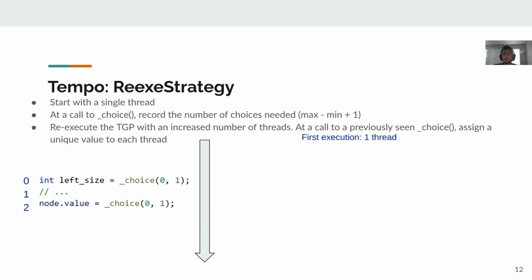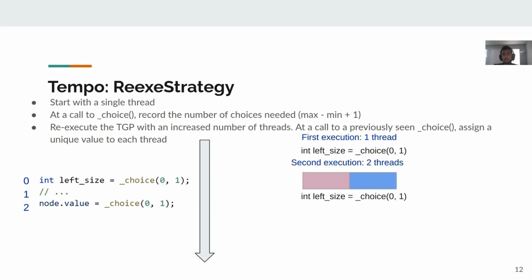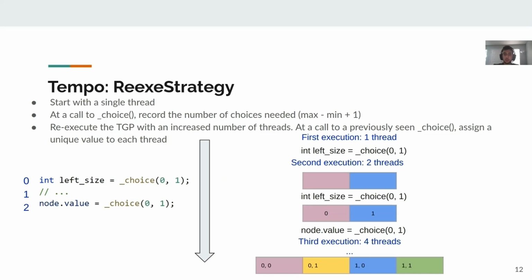In the first execution, we start with 1 thread. We get the choice, so we stop execution and we execute again, this time with 2 threads, since choice had 2 possible values. This time, when we get to the same choice again, we can assign each thread a unique value. And then we get to the second choice, and here we have to stop execution again, and then re-execute, this time with 4 threads, because now we have 4 total combinations. And at the end of the execution, we will get to the same state as before, with 1 thread, with each thread having a unique combination of choices.